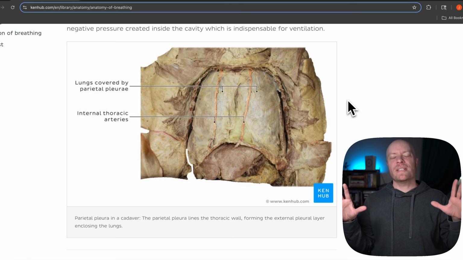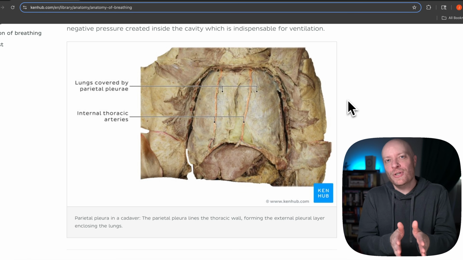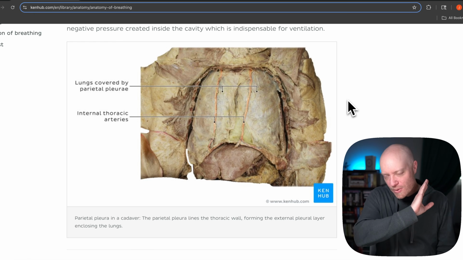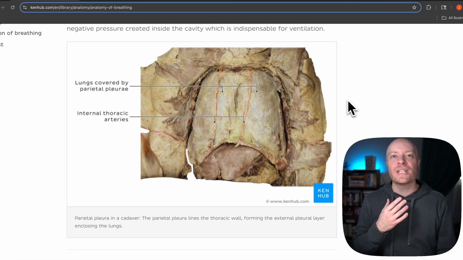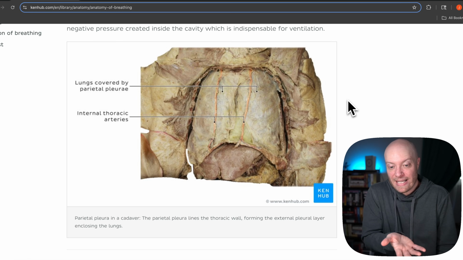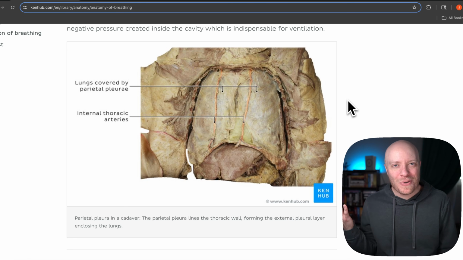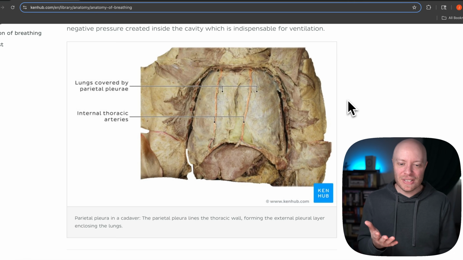I want you to take a moment and just try to figure out what view you are looking at right now. Because this is one of the most important things you can do whenever you're looking at a cadaveric image, because that's exactly what you're seeing. This is a real image. And try to figure out what on earth you're looking at. Because at first glance, this is a very strange image.